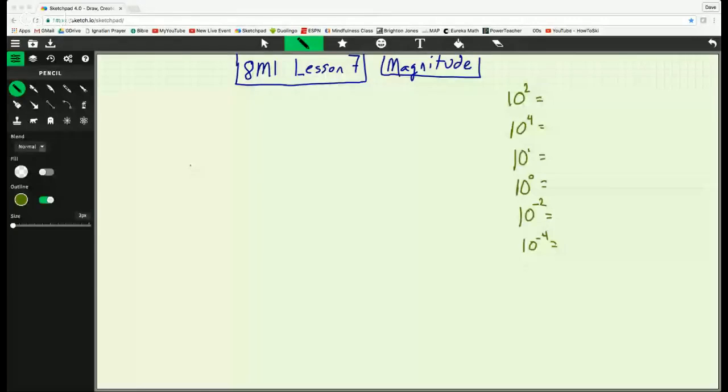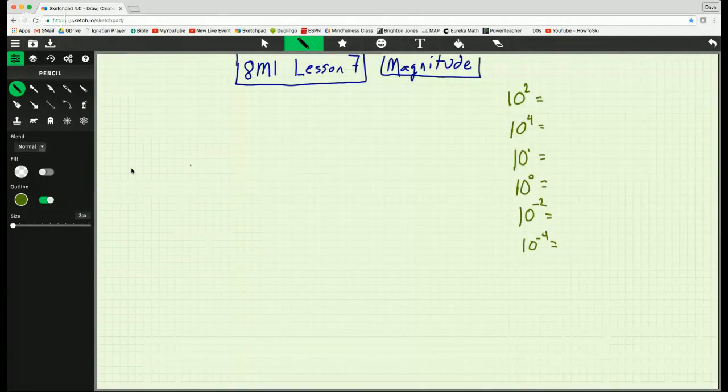Let's go. Okay, so let's start off over here with a few problems. We're going to remind ourselves what powers mean. What does 10 squared mean? 10 to the second power, 10 to the fourth. We're going to do some negative exponents. Interestingly enough, we're going to be dealing pretty much with powers of 10 today. When we talk about magnitude, we often talk about powers of 10.